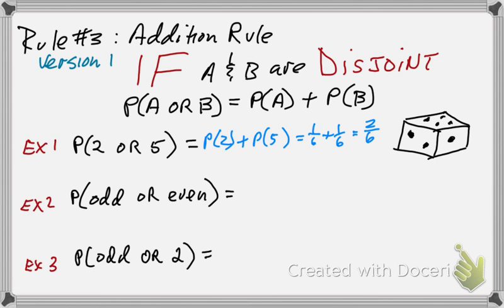So a third. Now what's this saying? A third of the time, if I roll that one die thousands and thousands and thousands of times, a third of the time I'm going to get a 2 or a 5. That's all it's saying.